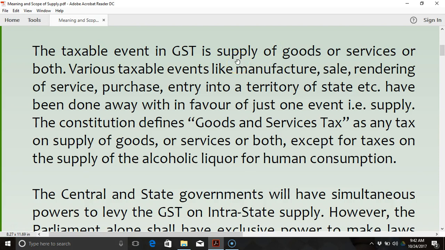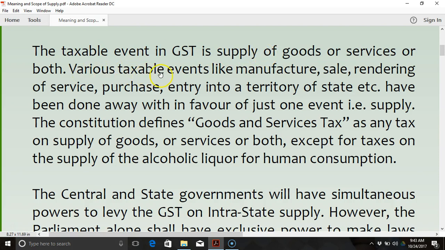So, the word used throughout the GST Act is supply. Let us remember that sale is being substituted by the word supply. Sale, manufacture, everything is being substituted by the word supply in GST, and therefore the taxable event in GST is supply. Now, we know that GST includes both goods as well as services. Therefore, the taxable event in GST is supply of goods or services or both. So, it can be supply of goods, it can be supply of services, it can be supply of goods as well as services.